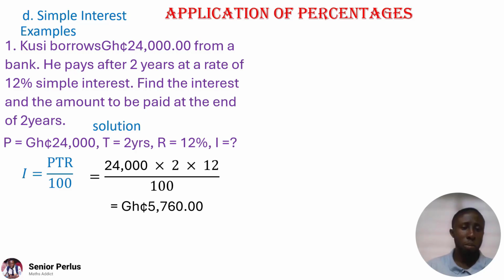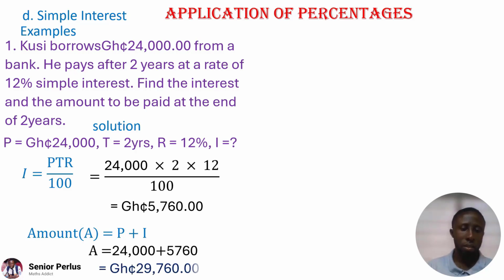Then the amount to be paid at the end of 2 years. Now, since we know the interest, we can find the amount. Amount is principal plus interest. Therefore, our amount is 29,760 Ghana cedi.